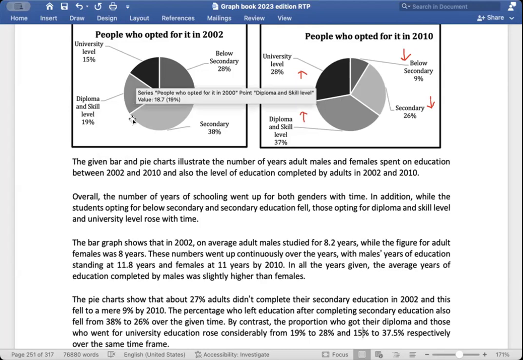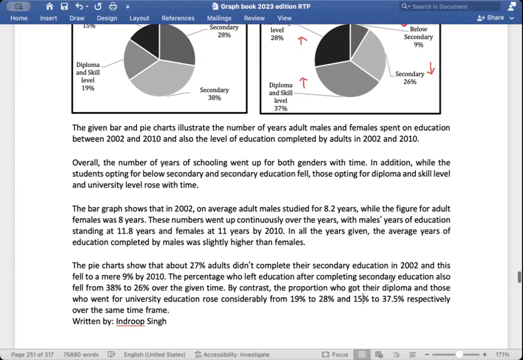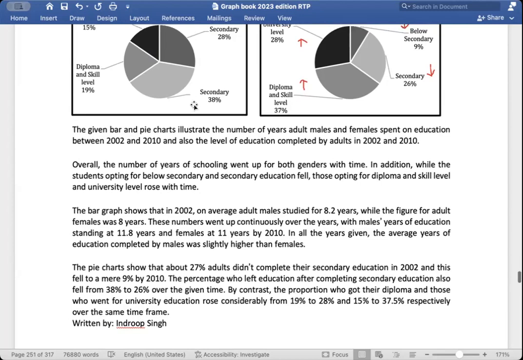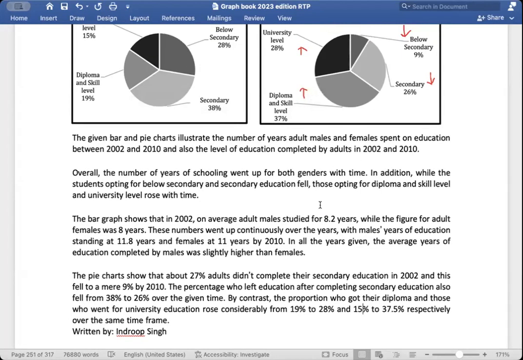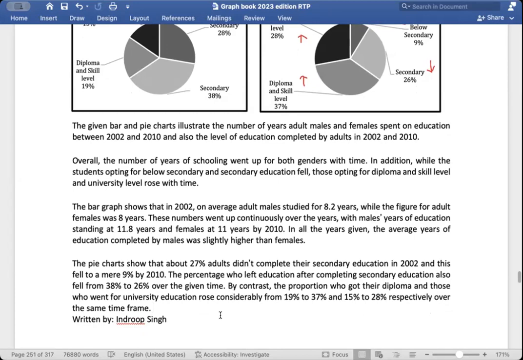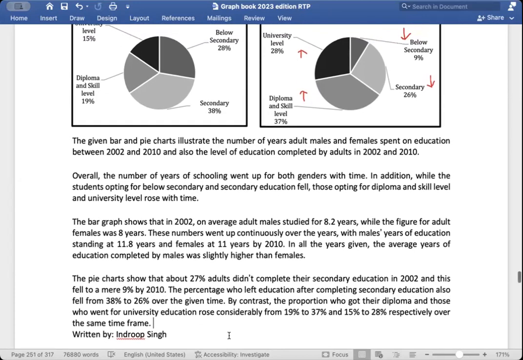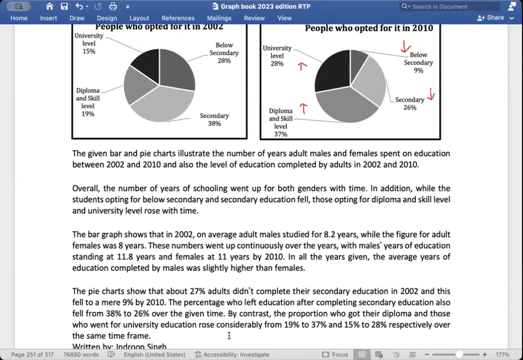19% to 37. This is diploma and those. Acha, this is diploma and for university education rose from, diploma is from 19 to 37%. This is wrong here, no? Yes, ma'am. 37%. And from 15% to 28%. Here it should be 28%. I got stuck here. What's happening? Yeah, this is confusing. I'm sorry. So now it is correct. See again. If there's anything wrong, I can correct it again. I think now it is fine, right?